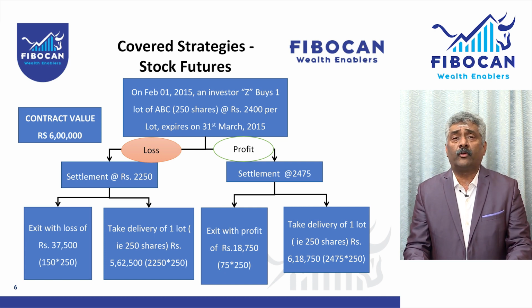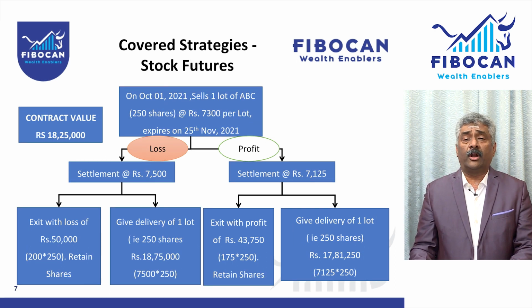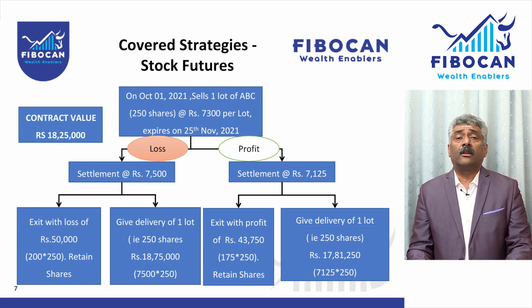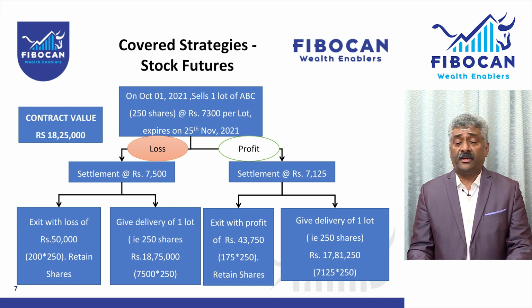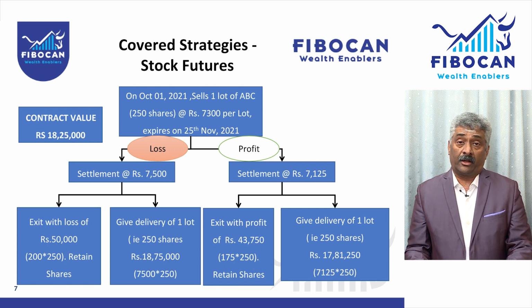Now this has happened in 2015. Come 2021. Okay, slide 7. On October 21, 2021, this person now finds the shares of ABC at 7,300. So now she thinks that I am not sure whether the price will go up or whether it will come down.